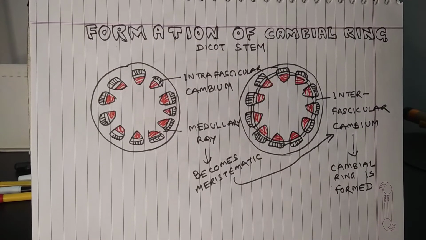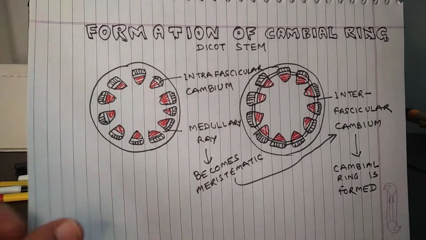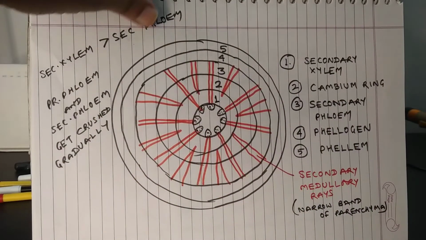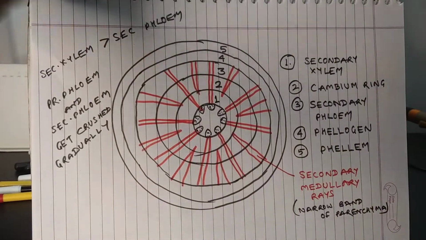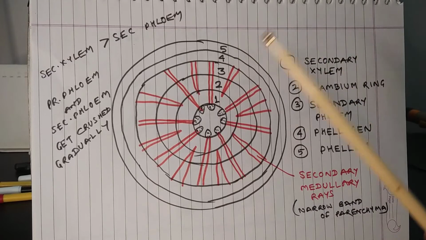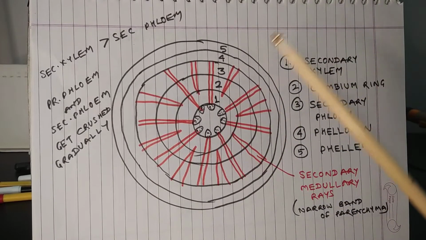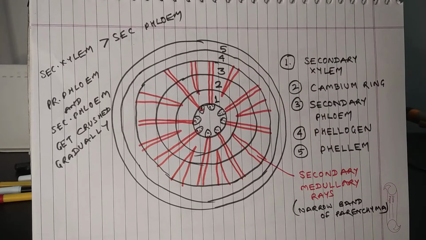So what happens? The intrafascicular cambium and interfascicular cambium together make a ring, and this ring is called cambial ring or cambium ring. And the cambium ring will now facilitate the secondary growth, that is formation of secondary vascular bundle in a stem. The cambium ring produces secondary xylem towards the pith, that is towards the center, and produces secondary phloem towards the periphery.